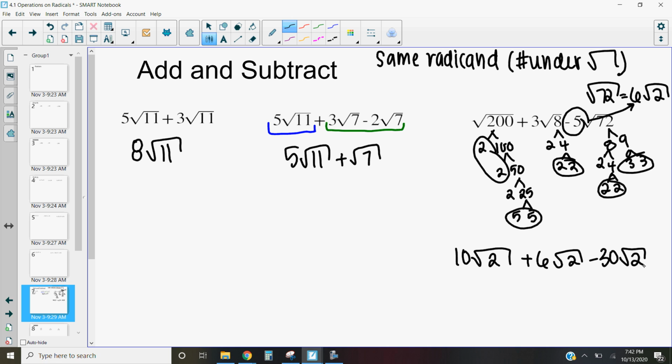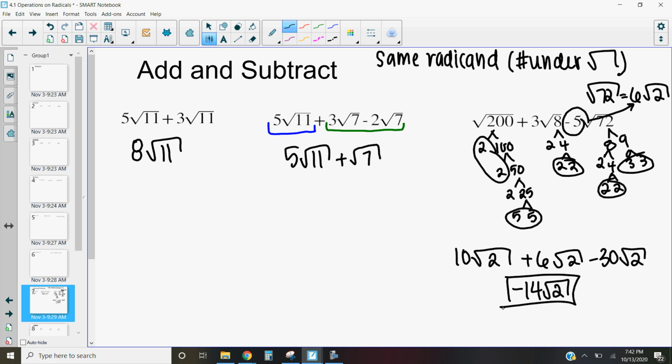Now notice how these all have the same radicand. So what can we do? We can combine them together. And 10 root 2 plus 6 root 2 minus 30 root 2 will give us a negative 14 times the square root of 2. And that is how we're going to add those square roots or those radicals.